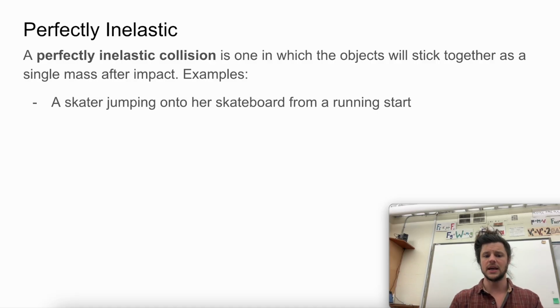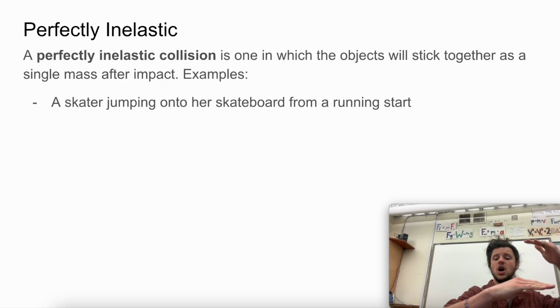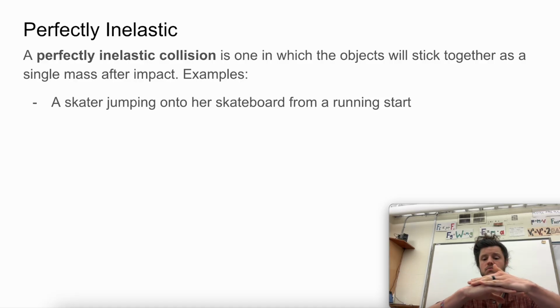This could be something like a skater jumping onto her skateboard from a running start. So she's going to have some momentum in the beginning. The skateboard's going to be sitting there. When she jumps onto it, they're going to keep moving together as one object, as one mass.